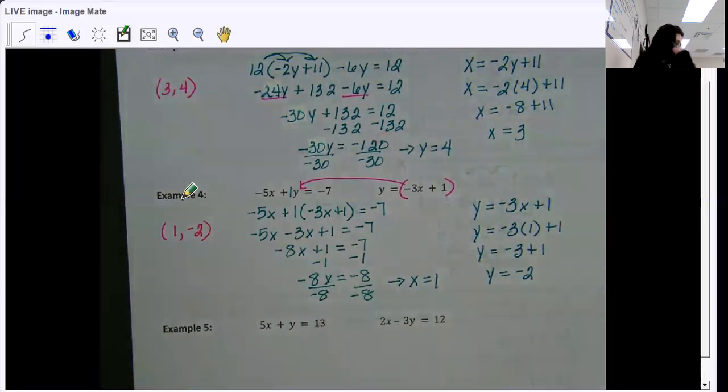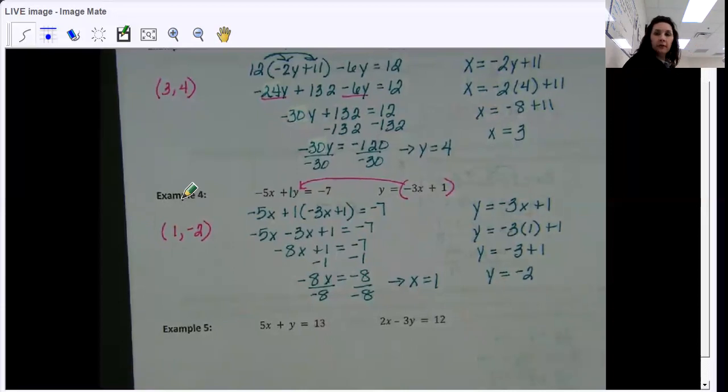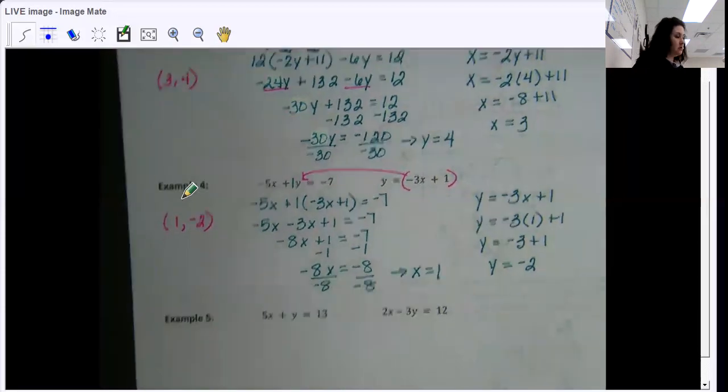All right, let's move down to example 5. Now what you're doing is you're kind of practicing the processes. I would probably pause the videos, try them on your own, and then as you need to check each step, unpause them and watch. Okay.